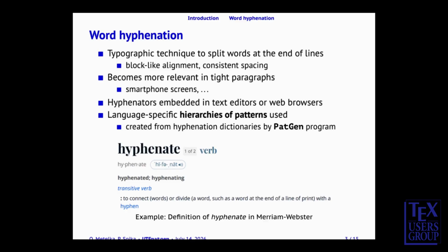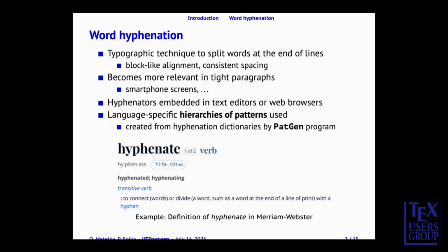Hyphenation is a technique used in typography to split words at the ends of lines. The editors use it to achieve a nicer layout of the text with block-like alignment or consistent spacing. It becomes even more relevant in paragraphs that are really tight, such as occur on smartphone screens, for instance. Hyphenation software is embedded also in text editors or web browsers.